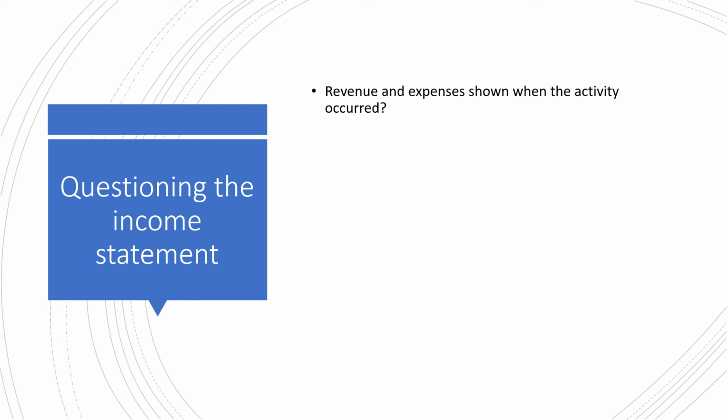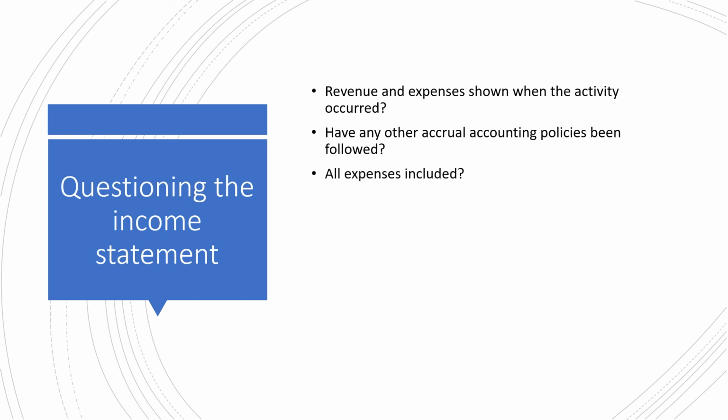Some questions to ask may include: has the information for both revenue and expenses been shown when the activity occurred? Have any other accrual accounting policies been followed? If yes, do you clearly understand them? Are all expenses included? For example, has depreciation been included? Are there any bad debts to be written off? And what about employee on-costs, unused annual leave and long service leave?